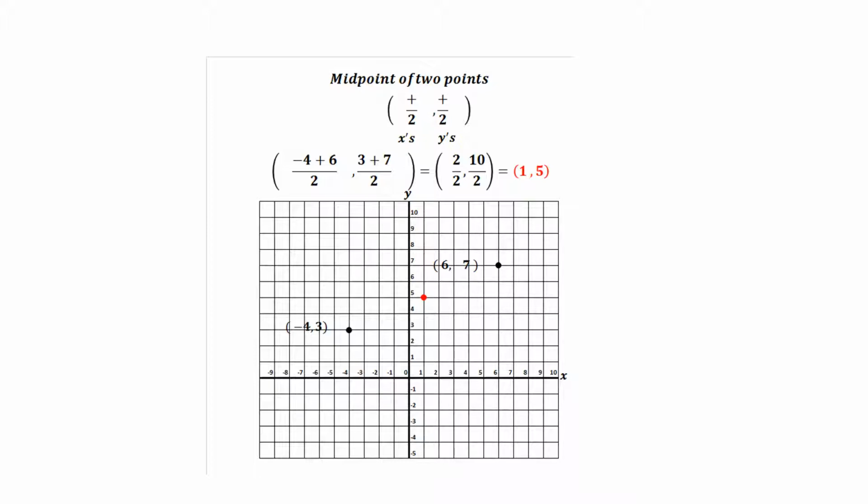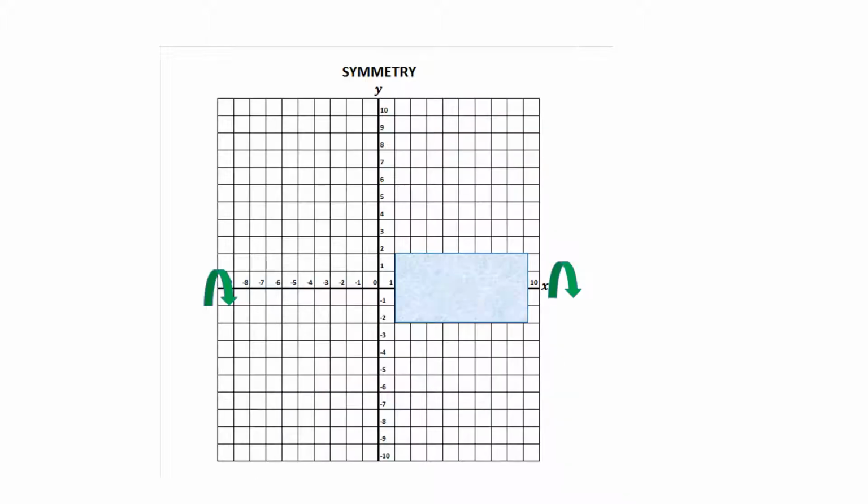So we plug them into the formula. So -4 plus 6 divided by 2, comma, the y component, 3 plus 7 divided by 2, that's 2 over 2, and 10 over 2, and that's 1, 5. And we see the red dot, and that is the midpoint of the 2 black points. Now, we're not going to use that directly right now, but we will use it when we come to circles.